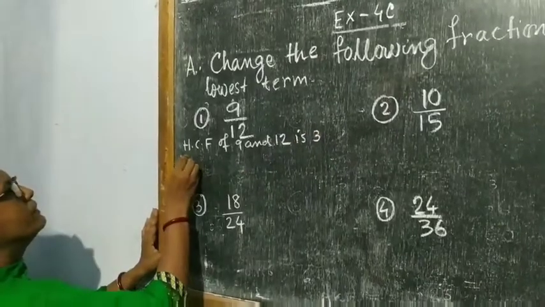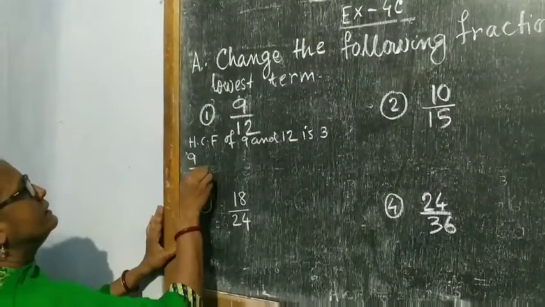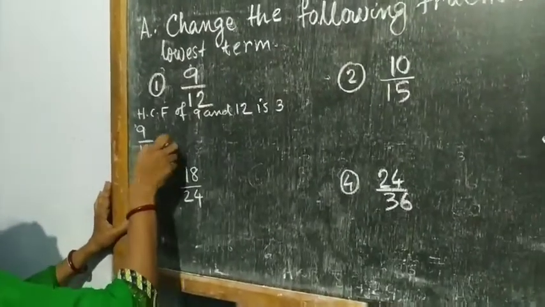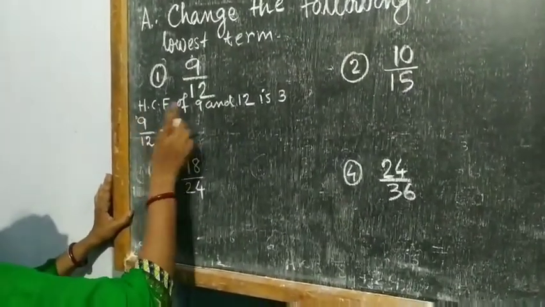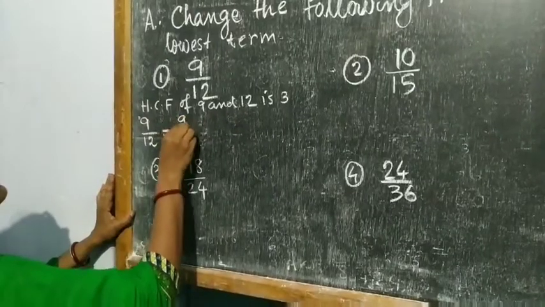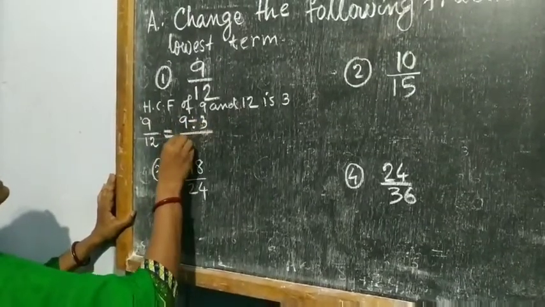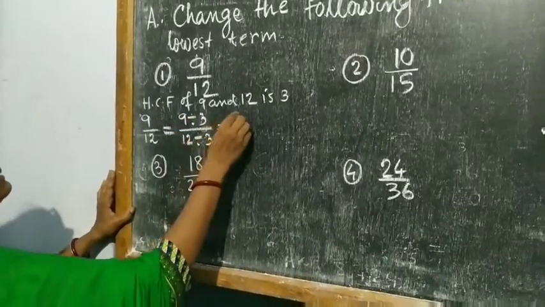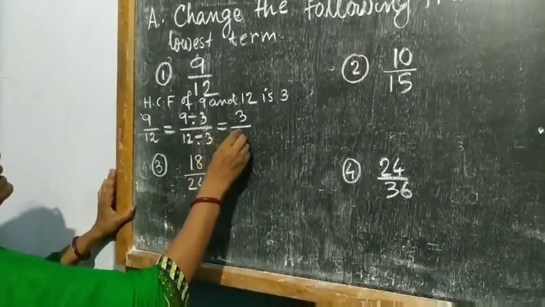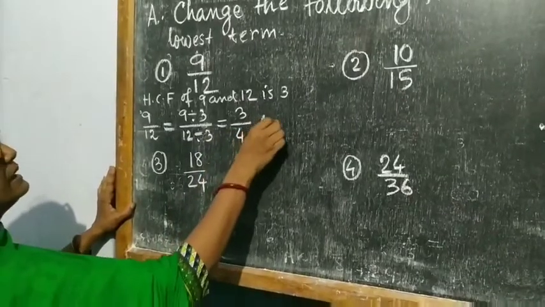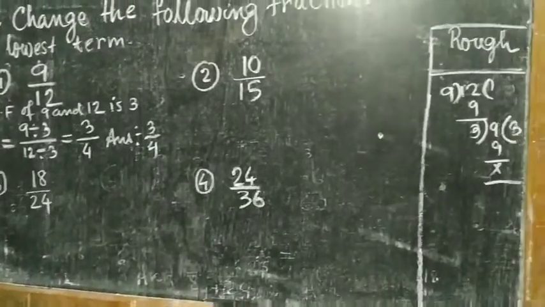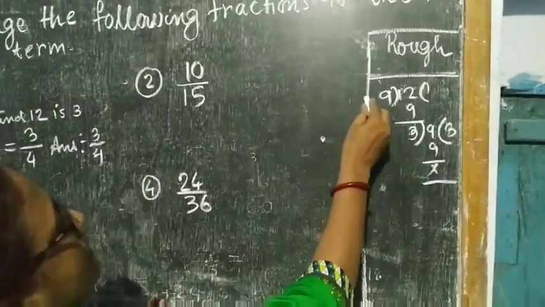Now you divide the numerator and the denominator by their HCF. So 9 divided by 3 and 12 divided by 3. So 9 divided by 3, 3. And 12 divided by 3, 4. So answer 3 by 4. Now children, again see the next sum.